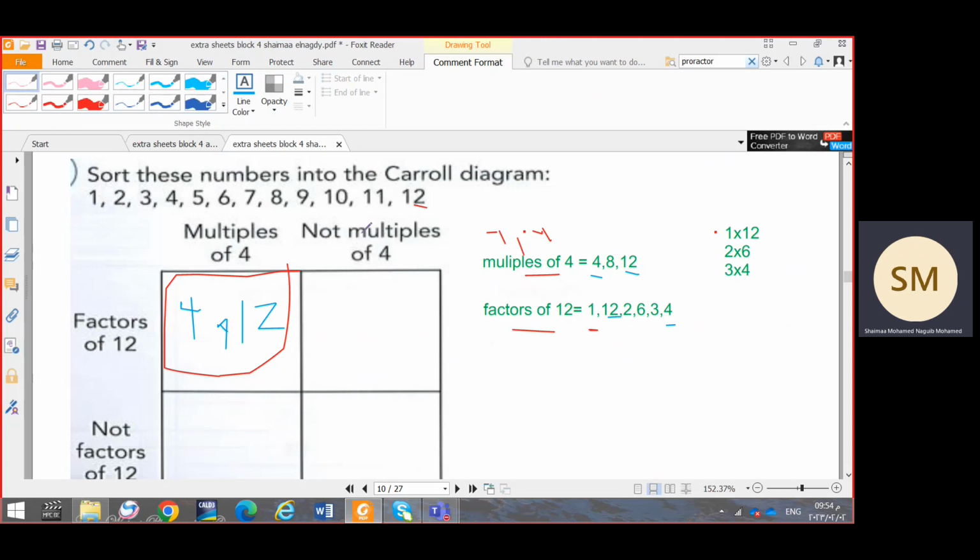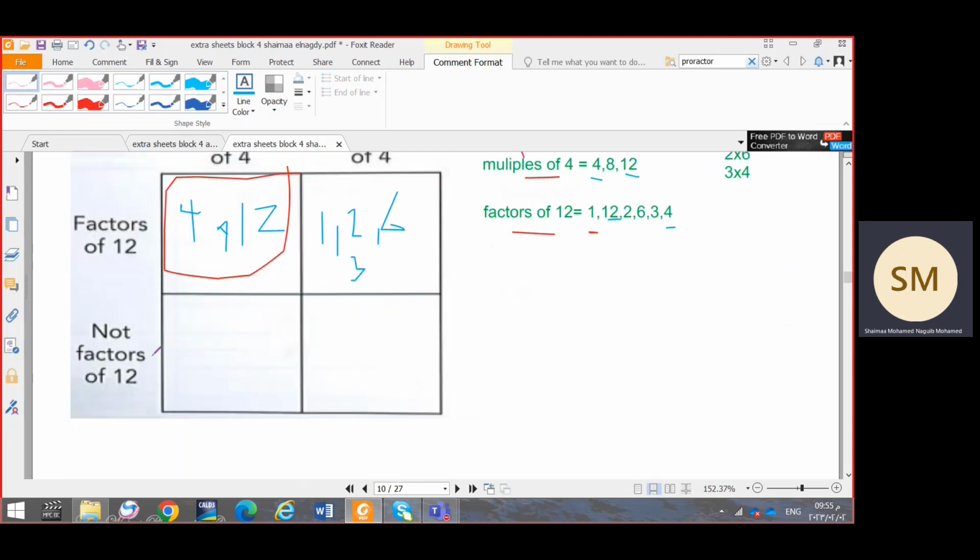What about not multiples of 4 بس factors of 12؟ طيب يبقى انا هختار اي حاجة ما عدا ال 4 و 12. يعني هي not multiples of 4 اهو. يعني انا هستثني ال 12 وال 4 بس، اي حاجة factors في ال 12. يبقى انا هاخد ال 1 وال 2 وال 6 وال 3. يبقى 1 2 وال 6 وال 3.